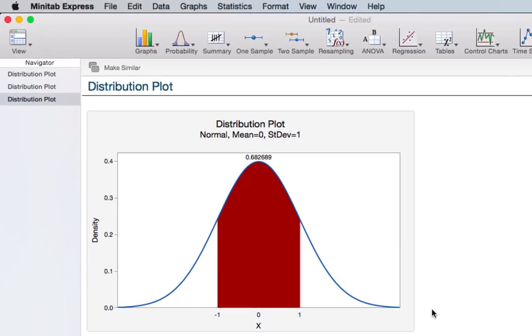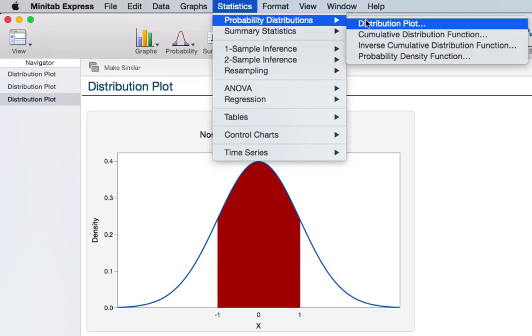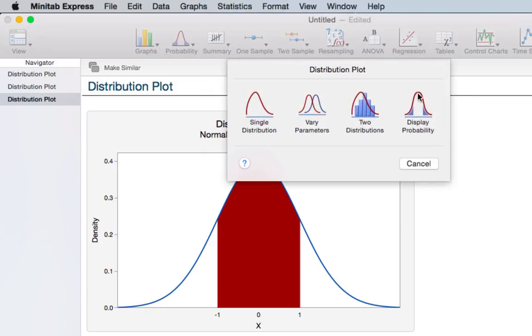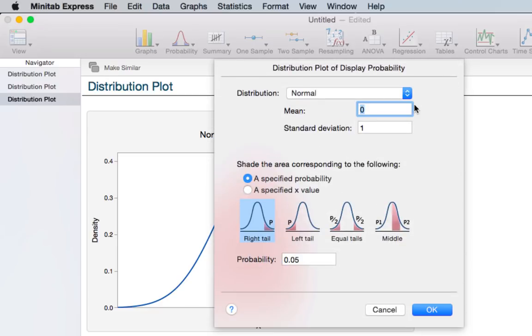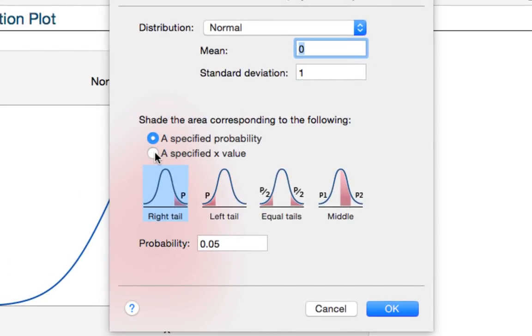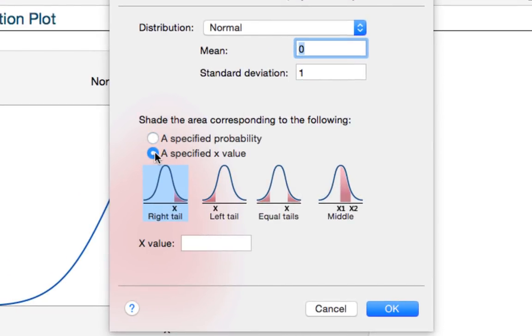Last, I want to show you how to find the area that is less than -1 or greater than positive 1. Go to Statistics, Distribution Plot, Display Probability. I have specified x values, but this time I want to find the area in the tails, and I have equal tails. Here I could either type -1 or positive 1, because Minitab Express is looking at equal tails, so it's going to mirror that.